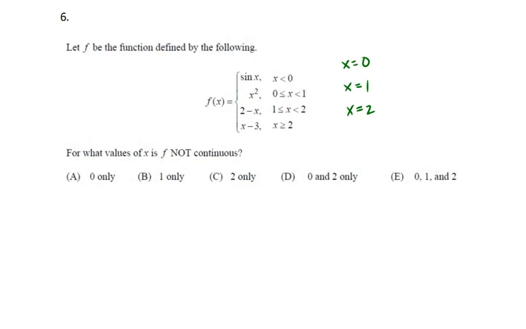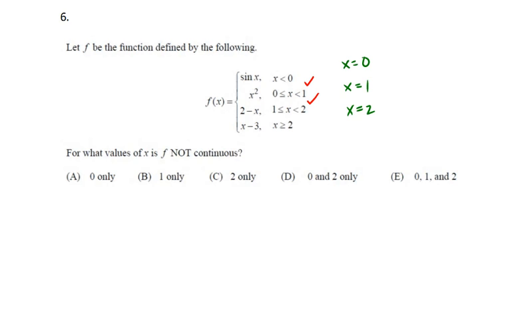So the first one is sine of x from the left and x squared from the right at x equals 0. Now, sine of 0 is 0 and x squared at 0 is 0. So that one is fine. They both connect at x equals 0, y equals 0. Then at 1, from the left we have x squared, from the right we have 2 minus x. So we just plug in x equals 1. You get 1, and 2 minus x, you'd get 2 minus 1 is also 1. And so that one checks out at x equals 1.